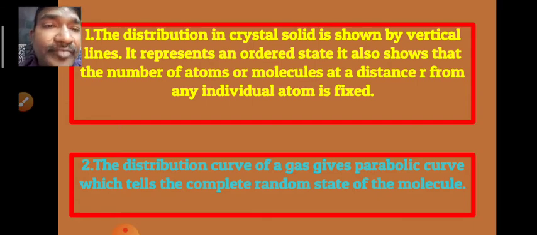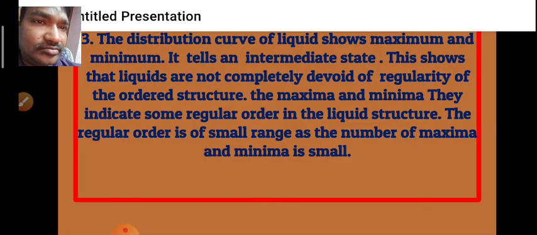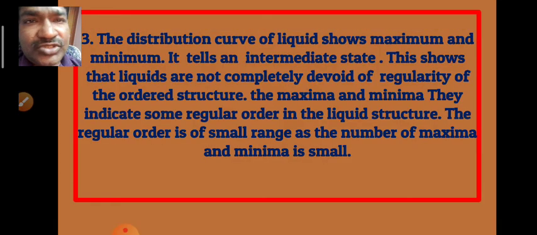Next, second point, the distribution curve of gas gives a parabolic curve which tells the complete random state of the molecules. Complete randomness is there in the gas molecules. Now, a distribution curve of liquid shows maximum and minimum.